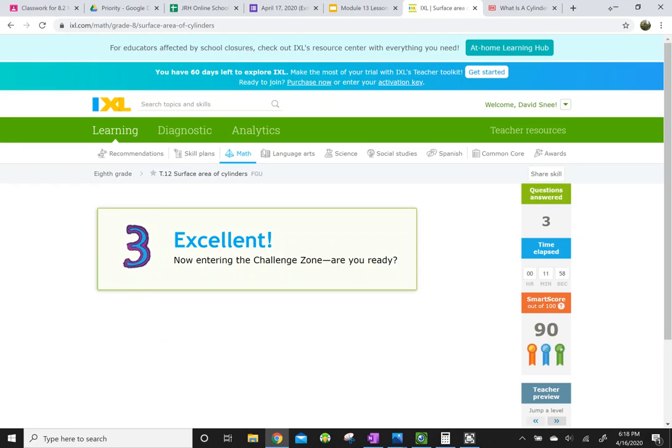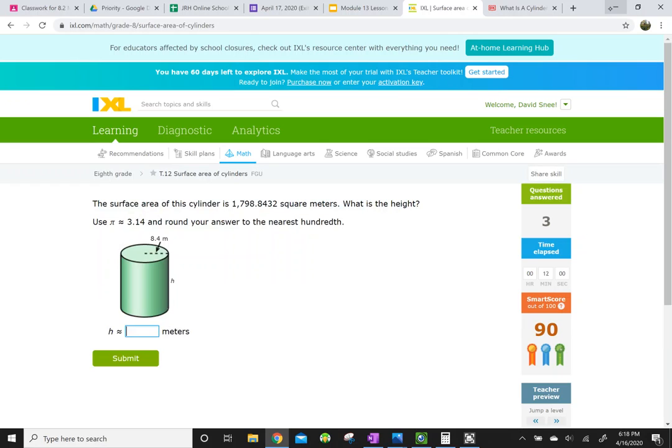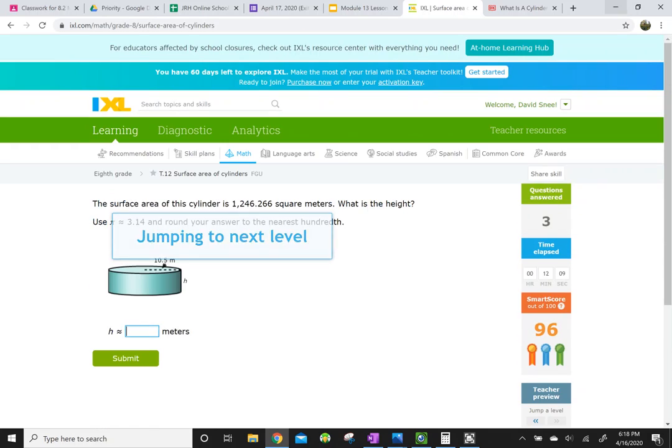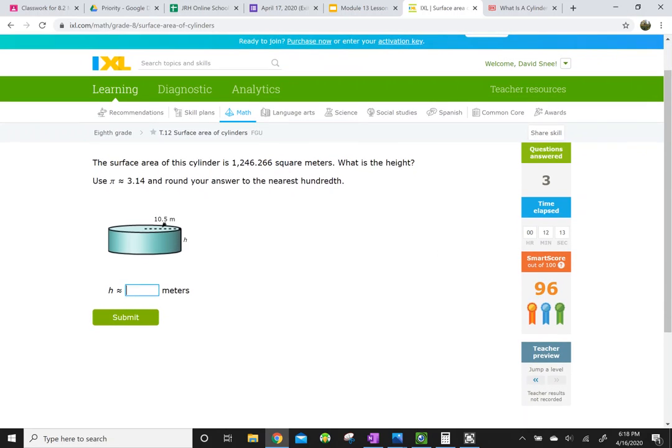That's the same thing. Let's see what the challenge zone's got. It's the same problem. The only difference is it's a bigger number with more decimal points. And the same thing, the same problem, okay?